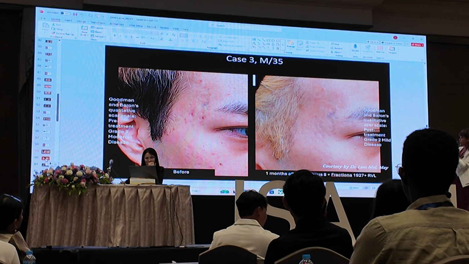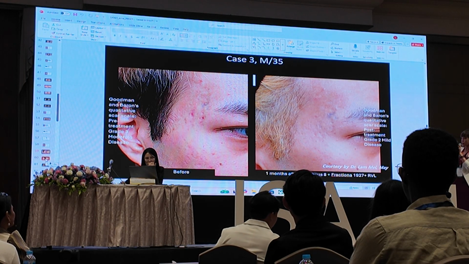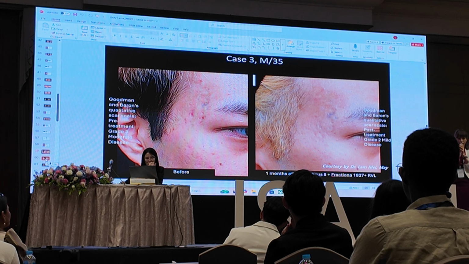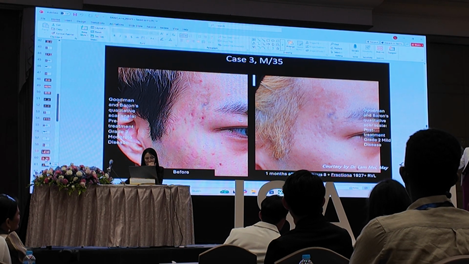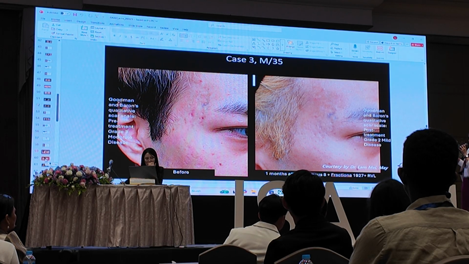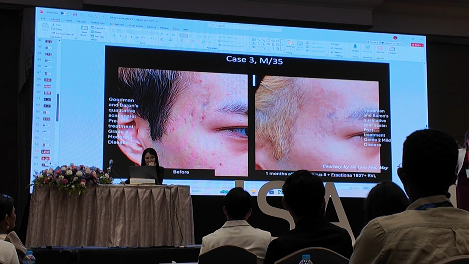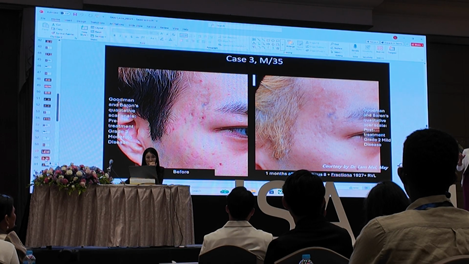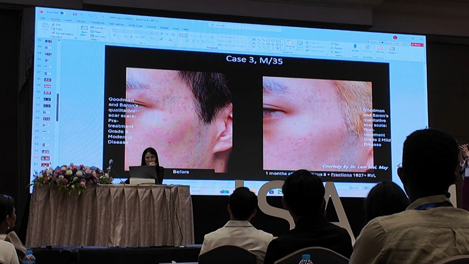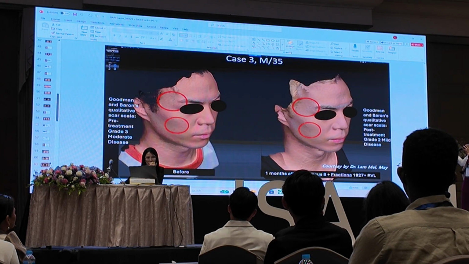So this is the before and after. Before the treatment, he was grade 3 moderate disease. Afterward, he was rated grade 2, dropped to mild disease. And the temporal area still has noticeable acne atrophic scar, but the irregularity has been improved. And also the other side. Also the skin tone has improved.